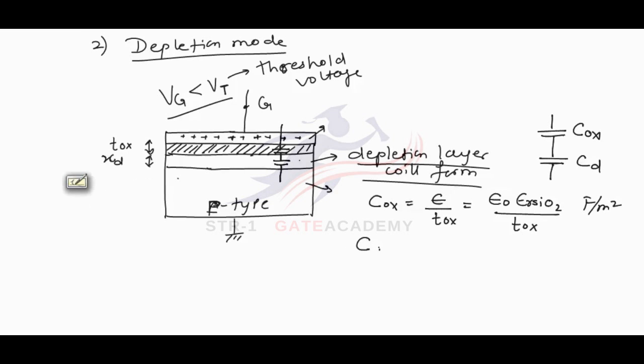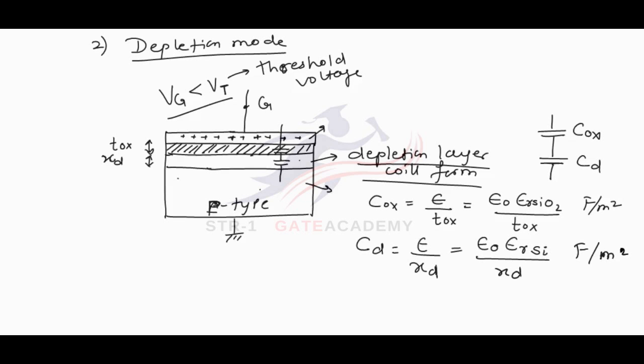The depletion capacitance will be written as epsilon upon XD, width of depletion layer, and epsilon will be epsilon naught into epsilon R, but in case of silicon, because this is not silicon oxide, it is silicon material, which is a part of this P type substrate. So divide by XD, this will be the capacitance due to depletion layer in farad per meter square.